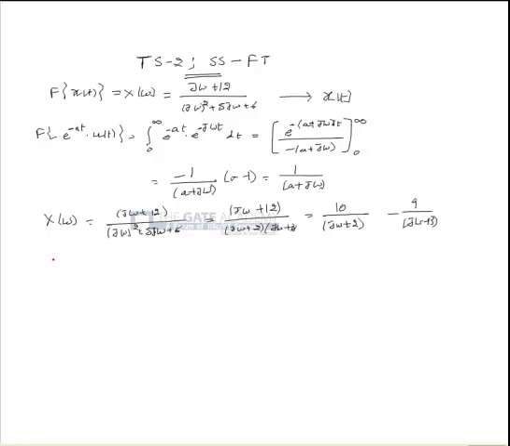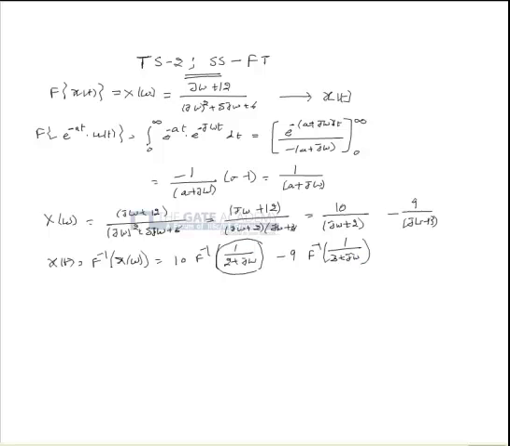So, on taking inverse transform on both sides, x of t is equal to F inverse of X of omega, which is equal to 10 multiplied by F inverse of 1 by (2 plus j omega), minus 9 multiplied by F inverse of 1 by (3 plus j omega).